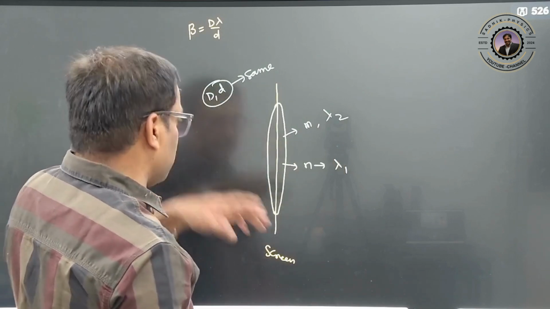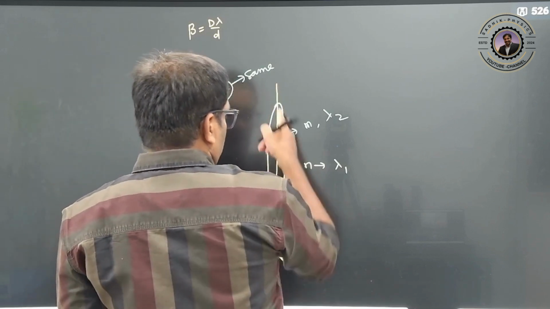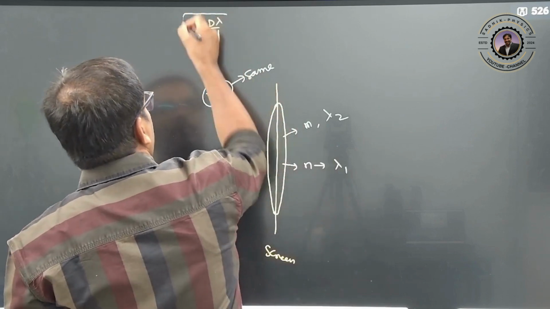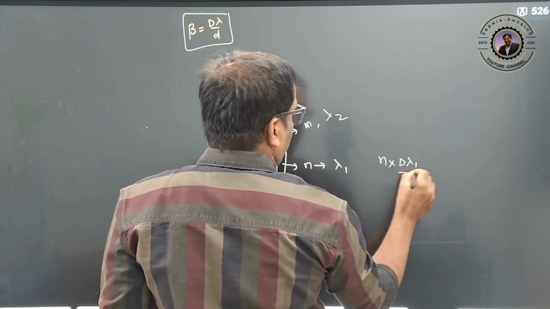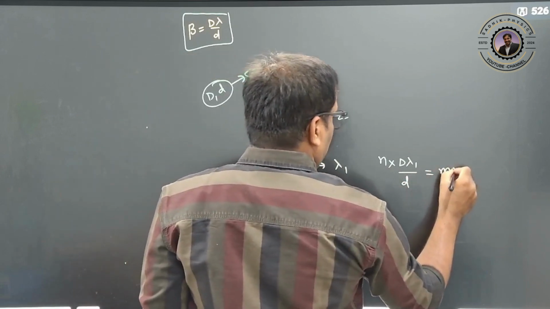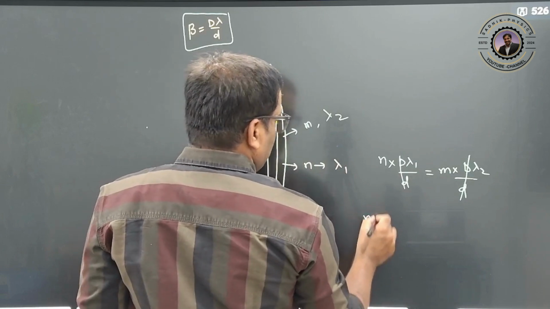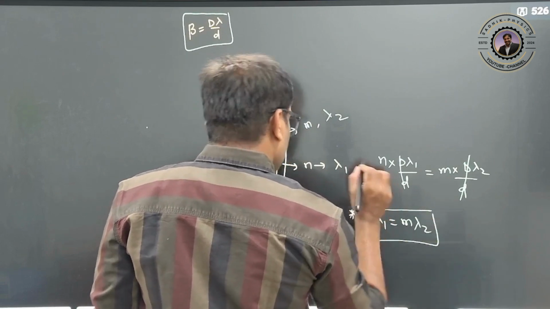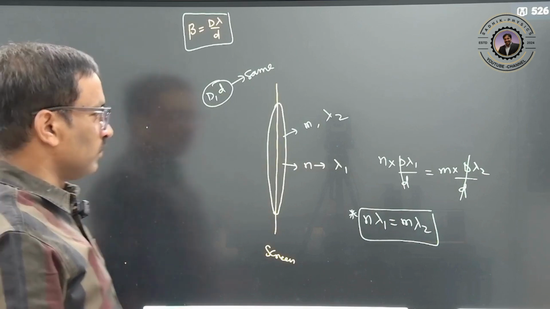Therefore this distance or this area will be the same. So here you can write the total length: all fringes are the same size, therefore n into d lambda 1 by d will be equal to, same area, same distance, m into d lambda 2 by d. So these two get cancelled out. You can have the relation n into lambda 1 is equal to m into lambda 2. Clear? This is also one of the important applications. Clear?